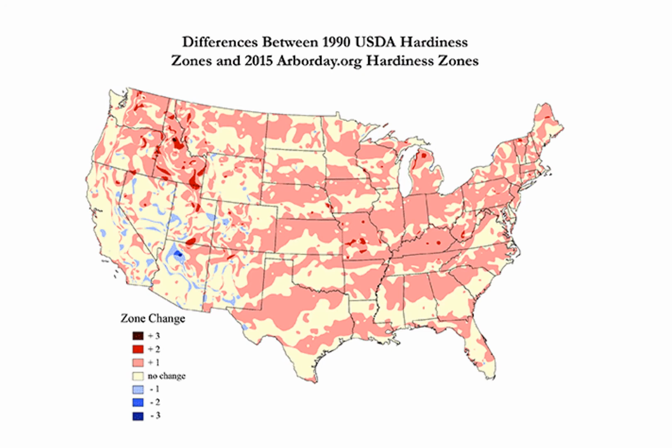Another way to visually show the change in hardiness zones is this map that compares the hardiness zone for 1990 to 2015. You'll notice in the state of Maryland that most of the state has changed one full hardiness zone.